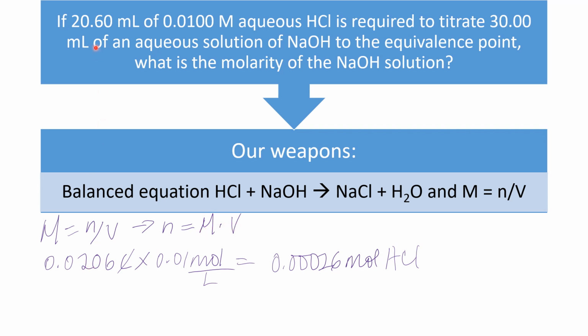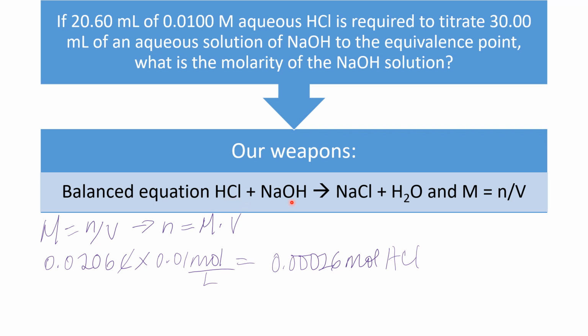That is, note, we have to convert to liters, so we're going to take our 20.6 ml. We're going to move that decimal point back 3 places, and we're going to get 0.0206 liters times 0.01 moles per liter. Notice how liters cancel here, and we find that we have 0.0026 moles of HCl.